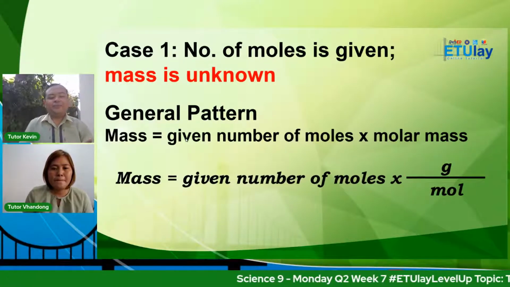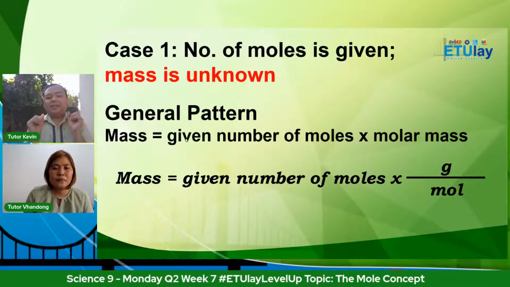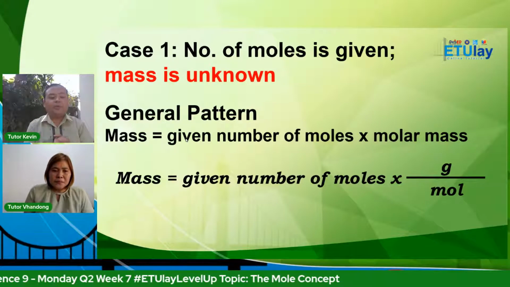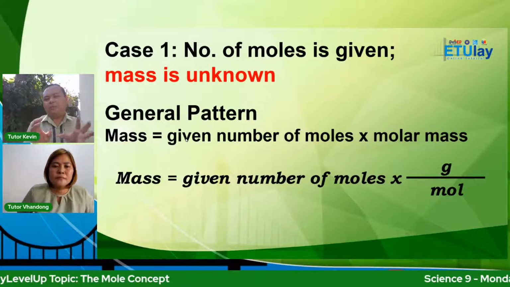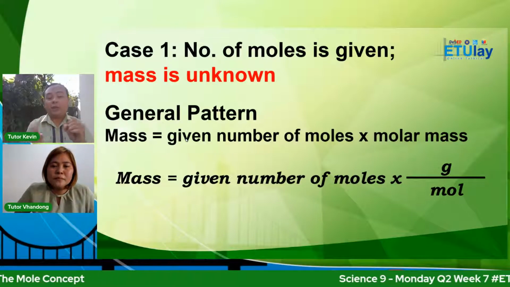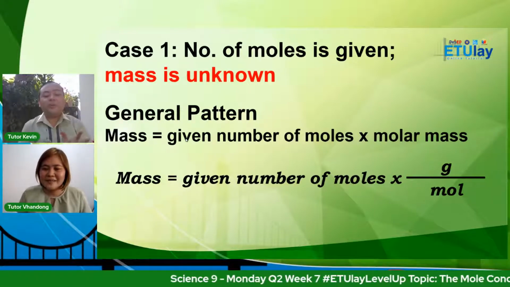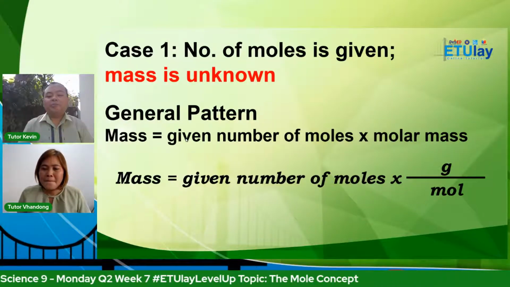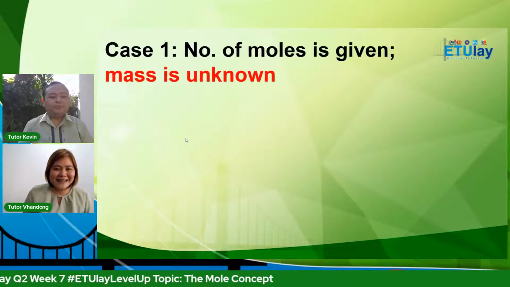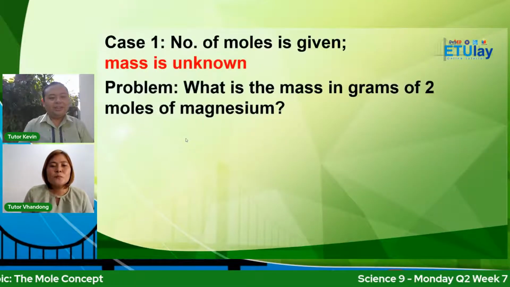So if the number of moles is given and the mass is unknown, what are we going to do? We will arrange this equation into our working equation. Therefore, mass is equal to the given number of moles times grams divided by mole.